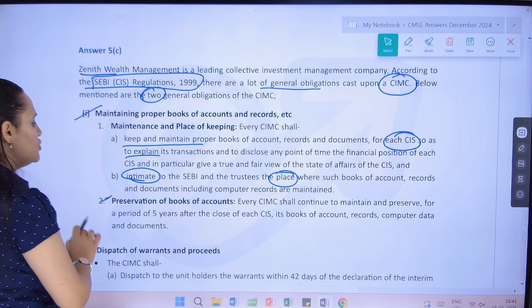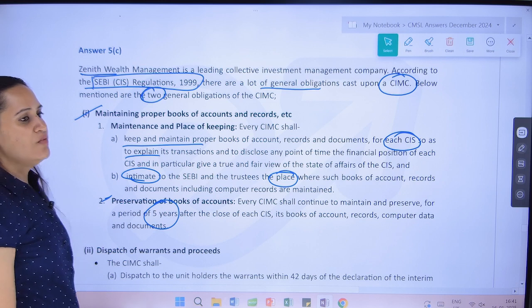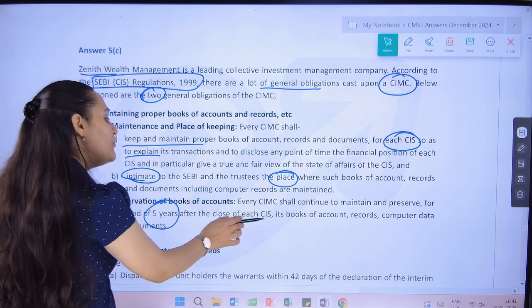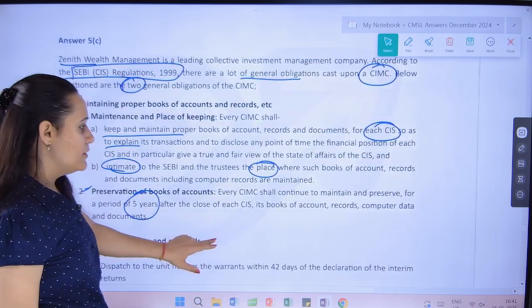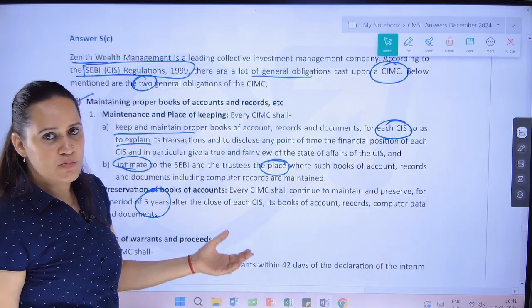And with respect to preservation of books of accounts, they are required to preserve them for a 5 year period after the close of the collective investment scheme. Once the scheme is over, you should maintain them for 5 years, and after that you can dispose of the documents.